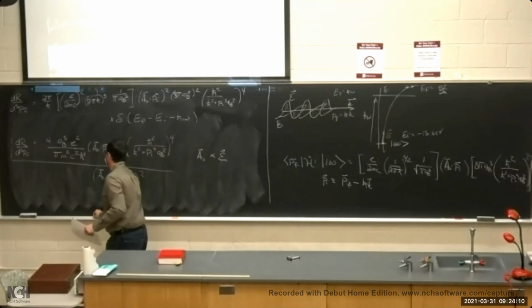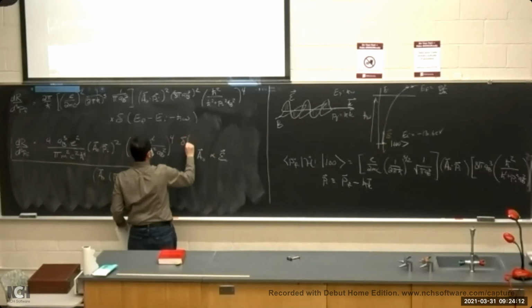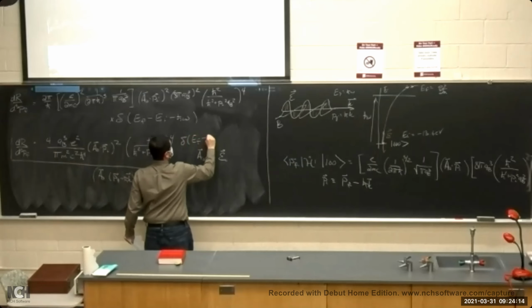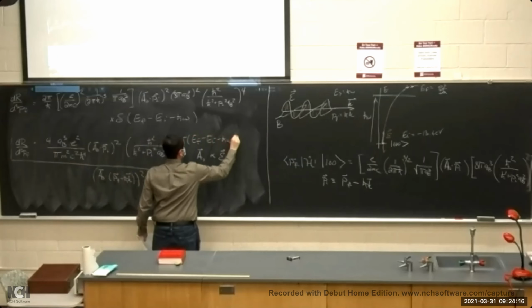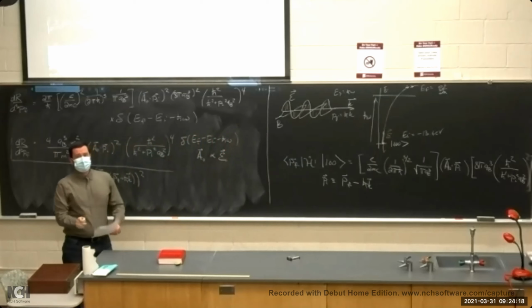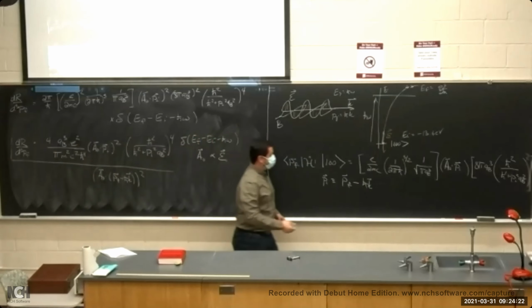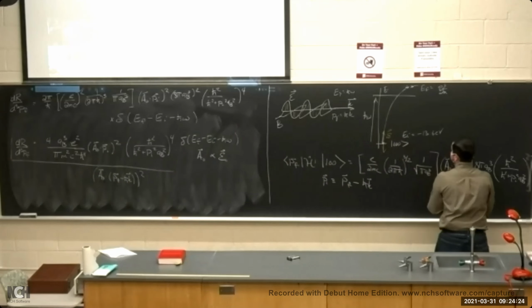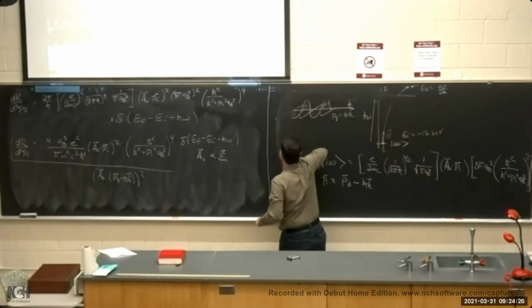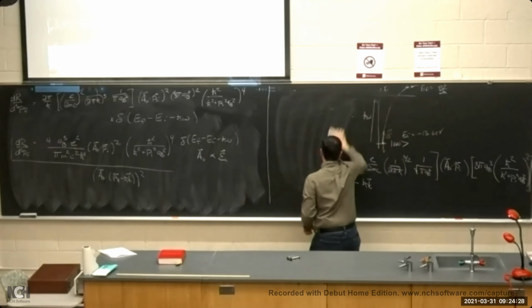And I still did not write the energy conserving delta function. Delta of E final minus E initial minus h bar omega. So now let's handle this delta function. The energy conserving delta function tells us what allowed momentum the final state electron can have.